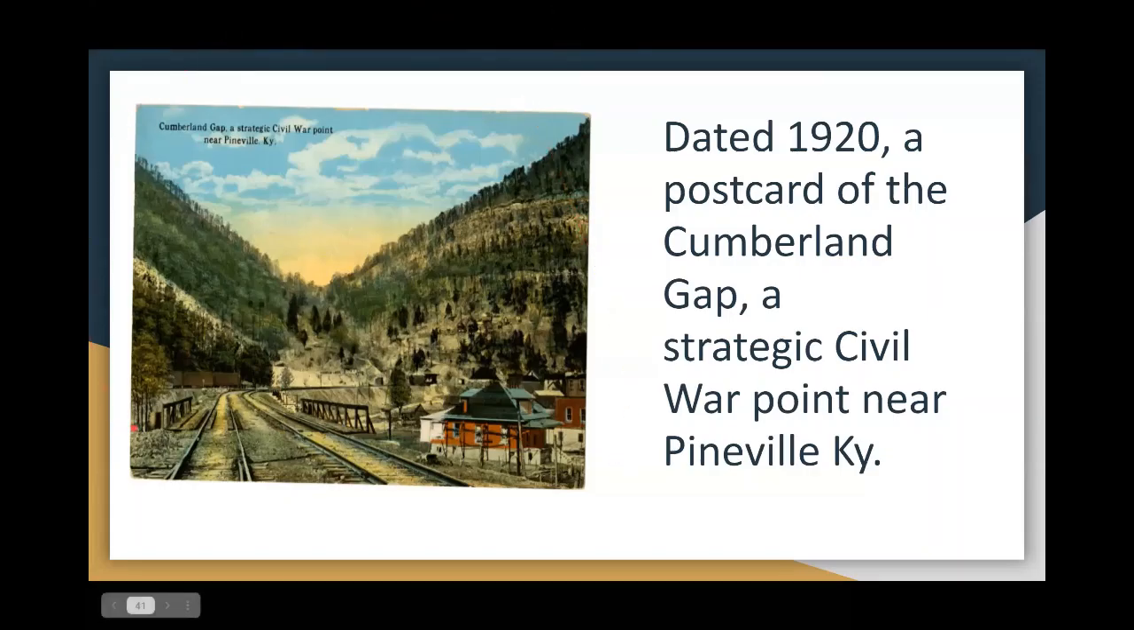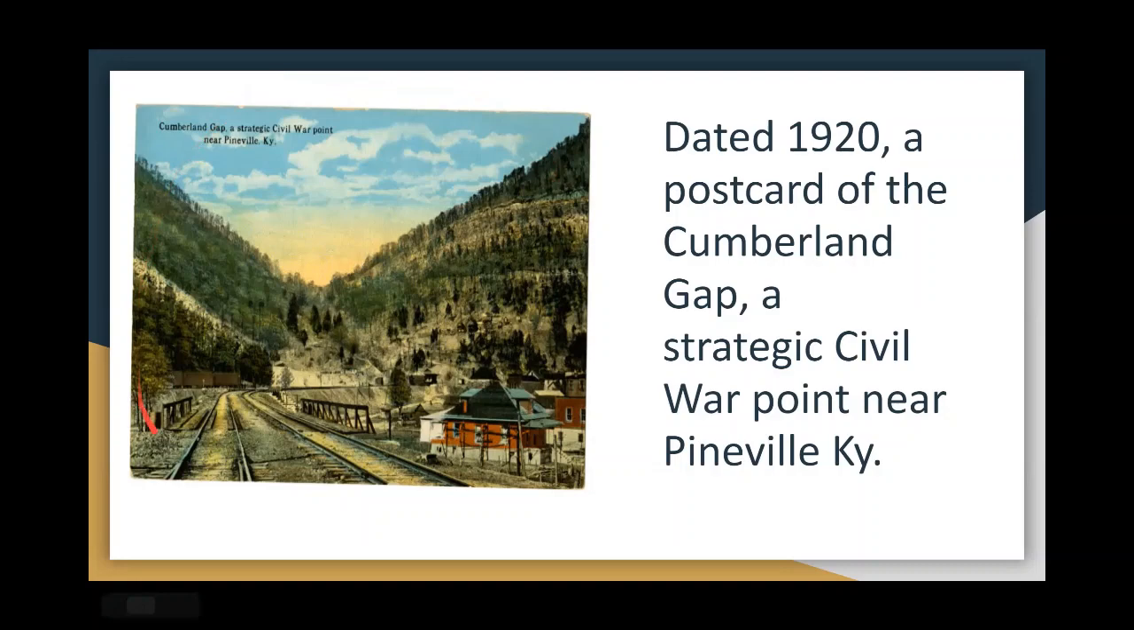Well, this is a postcard. It's dated 1920. And it's a postcard of the Cumberland Gap Strategic Civil War Point near Pineville, Kentucky. So let's take a look at this. Now, we know that it's a postcard. It's from the time of the Civil War, but we know the Civil War took place in the 1800s. This postcard was dated 1920. So is this a primary source or a secondary source?